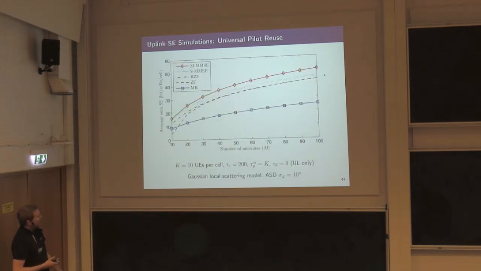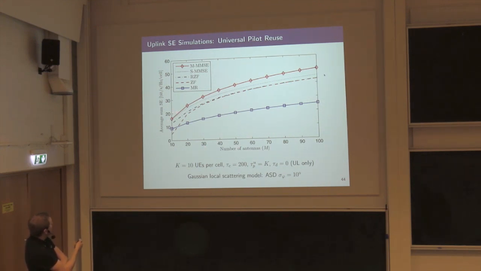Here is an example of what you get. This is when you have 10 users in your cell, coherence blocks of 200 symbols, similar to what Eric had, and this is with universal pilot reuse. So we have a pilot reuse factor of 1, so you have K pilots. We will look only at the uplink, and we show the sum spectral efficiency here, and here is the number of antennas.